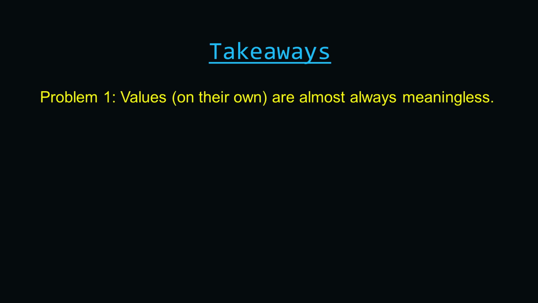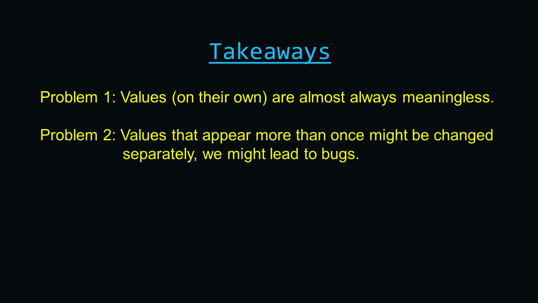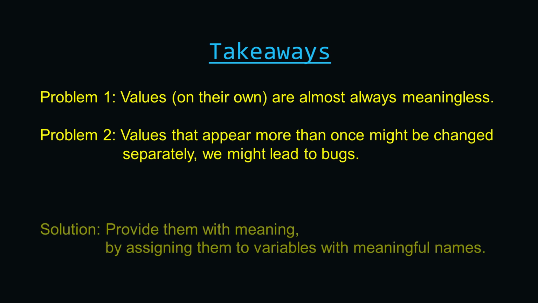So, to sum up, we saw two problems with values that appear explicitly in code. The first is that on their own, they are almost always meaningless. It's hard to understand what they represent. And the second is that they might be changed separately, which might lead to bugs. There is one solution to both these problems. Provide them with meaning by assigning them to variables with meaningful names, and use that variable everywhere you need it in your code.